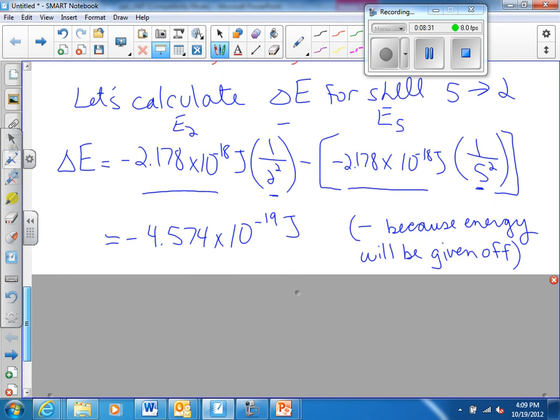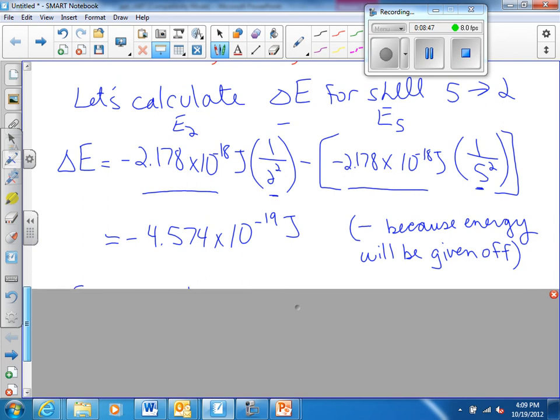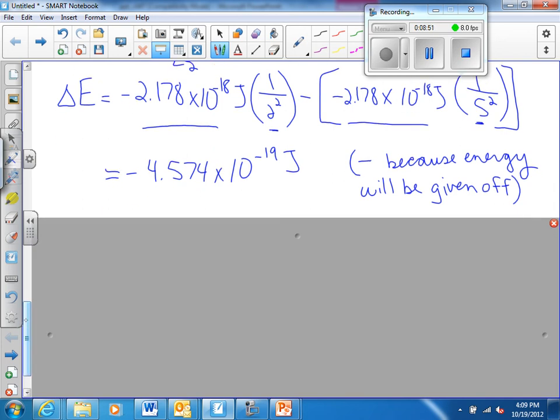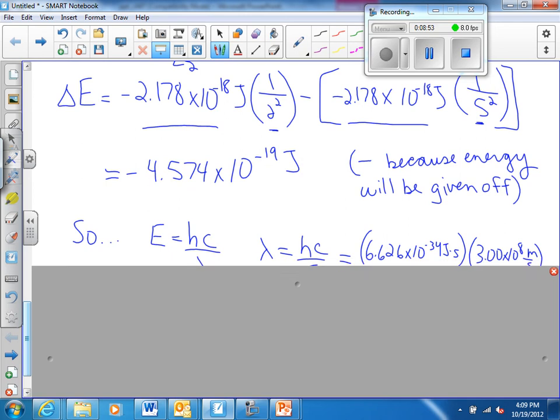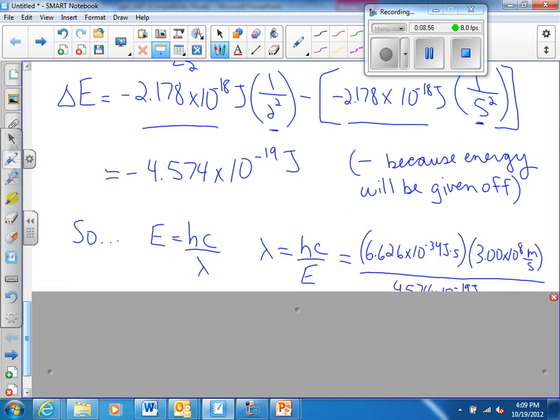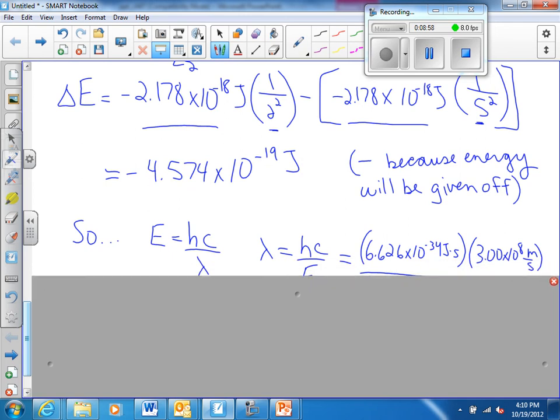By the way, this is negative because energy is being given off when you go from shell 5 down to shell 2. So the difference in energy is negative. That just means it's an exothermic change, energy being given off. Now, we have our equations, E equals h nu and lambda nu equals c. E equals h c over lambda is what we got from before.